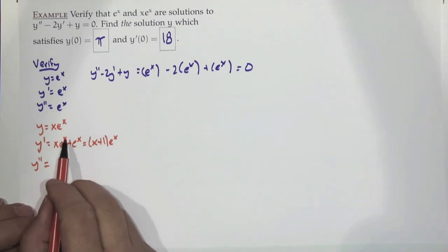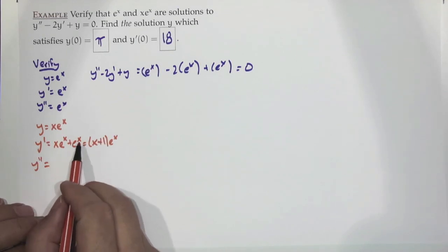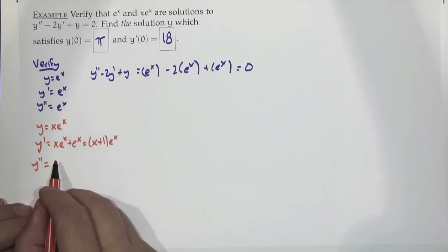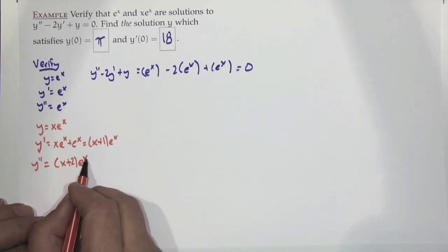All right, so we know the derivative of x e to the x, so it's x e to the x plus e to the x. We know the derivative of e to the x is e to the x. So there's x e to the x plus 2 e to the x, which we could write as x plus 2 e to the x.